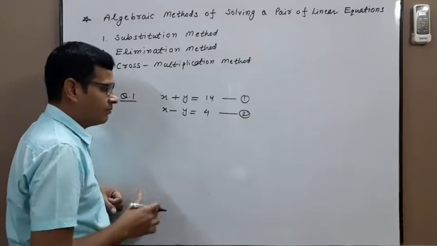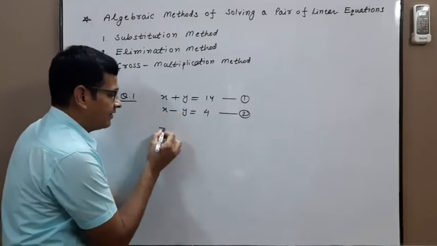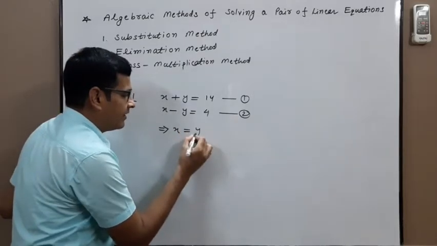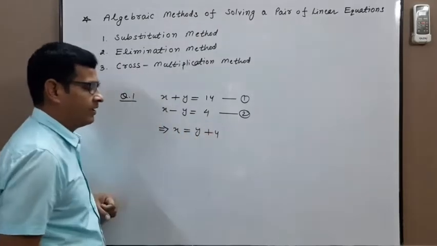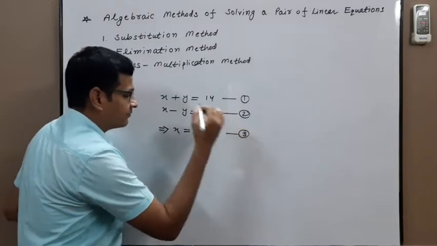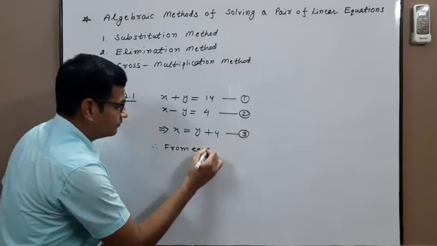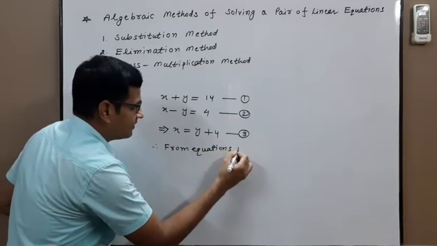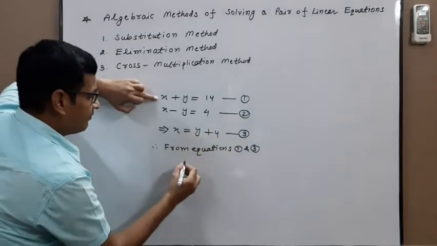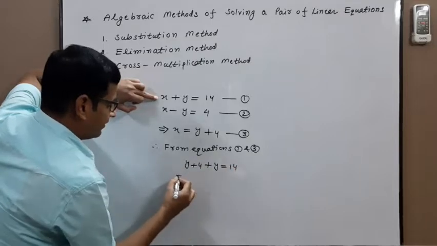First, take equation 2 and find the value of any of the variables. So find the value of x. We can find the value of x, so x is equal to y plus 4. Now substitute this value in equation number 1. Therefore from equations 1 and 3, in place of x write y plus 4, plus y equal to 14.